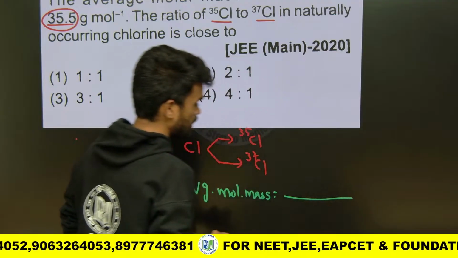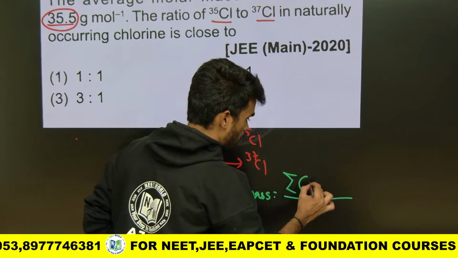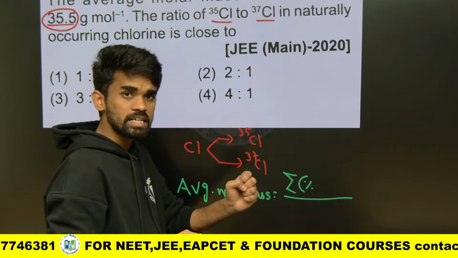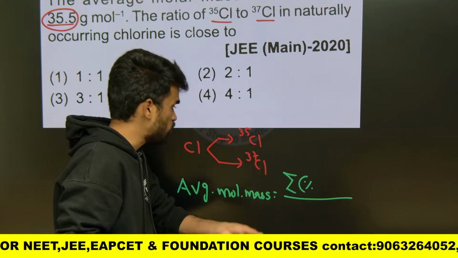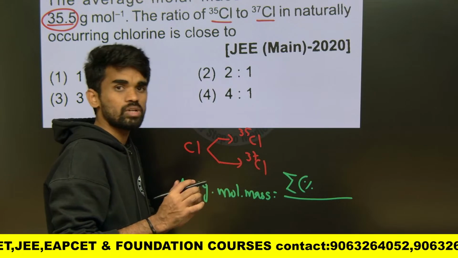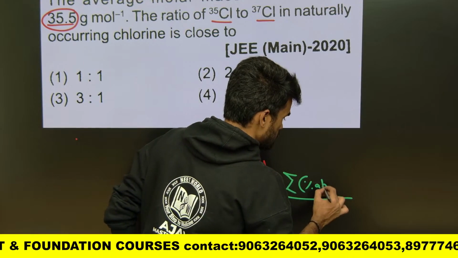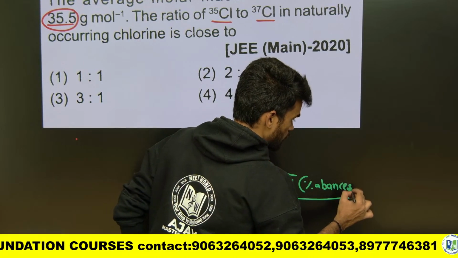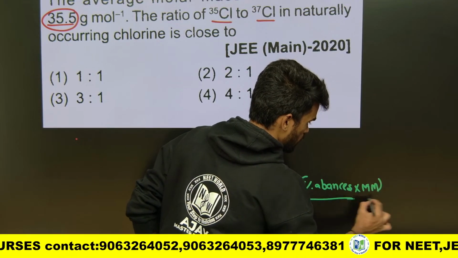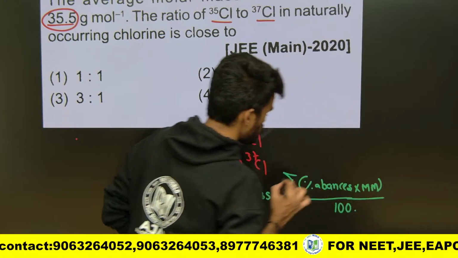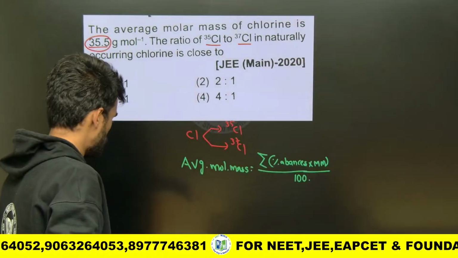So take the percentage abundance. The percentage abundance means what percentage of a particular isotope exists in nature. So the formula is the summation of percentage abundance multiplied by its molar mass, divided by 100. This is the formula you need to use. I will make it more clear, just follow here.